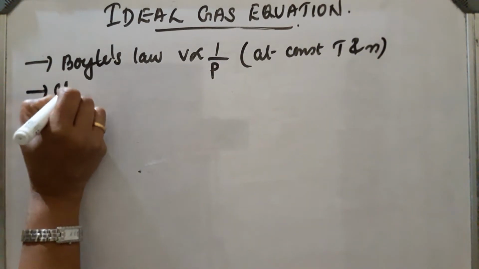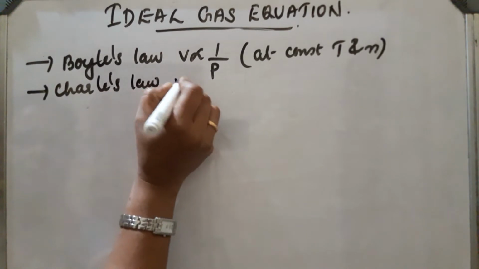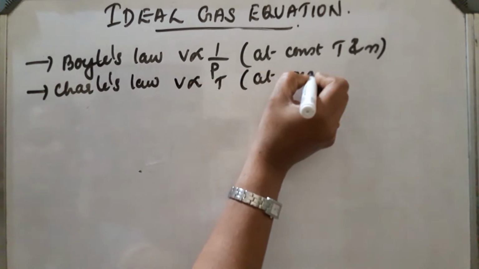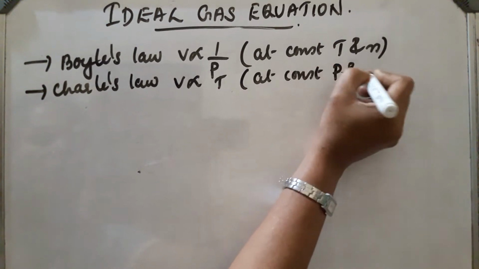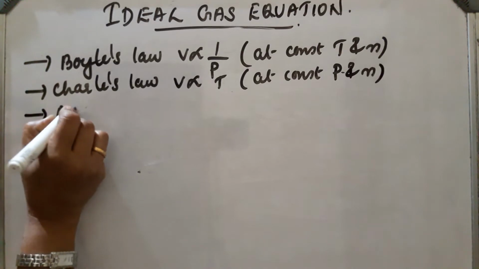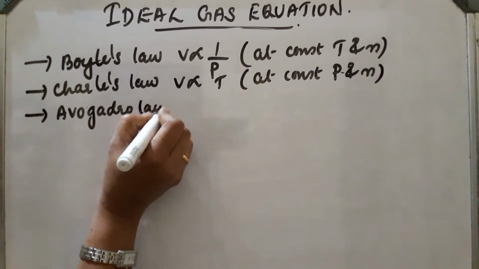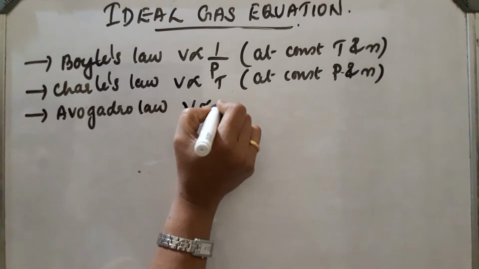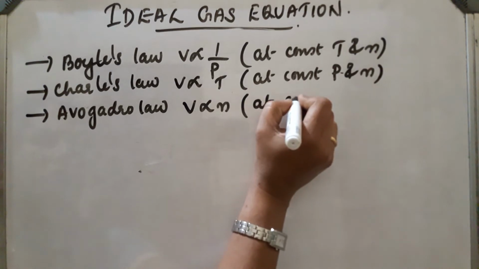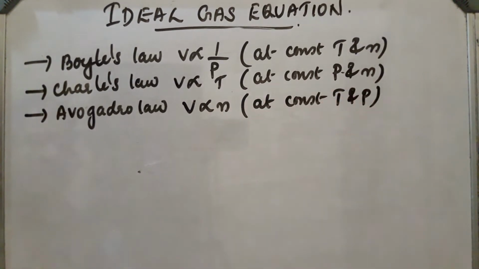Now Charles' law. V is proportional to T at constant pressure and number of moles, n. Then Avogadro's law: V is proportional to n, where n is the number of moles, at constant temperature and pressure. These are the three laws.